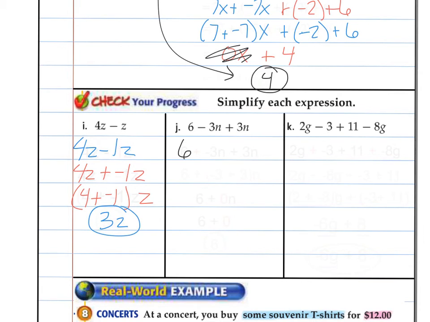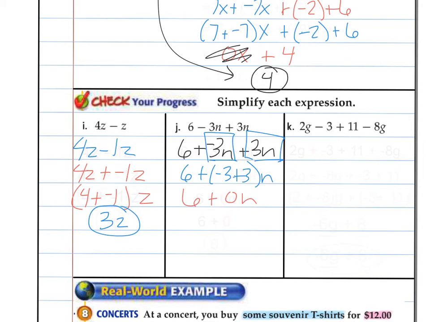So 6, rewrite this with some addition. So look at where your like terms are. So it's 6 plus, kind of like a negative 3 plus 3 times n, which gives you 6 plus 0n, which leaves you with just 6 plus 0, which is really just 6.